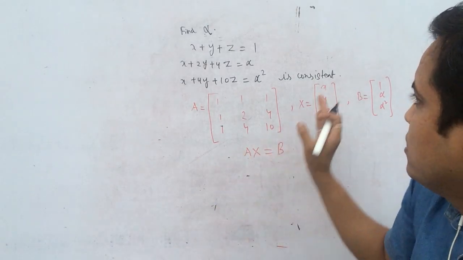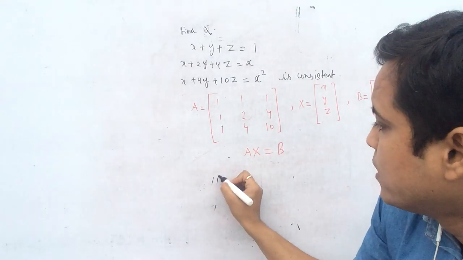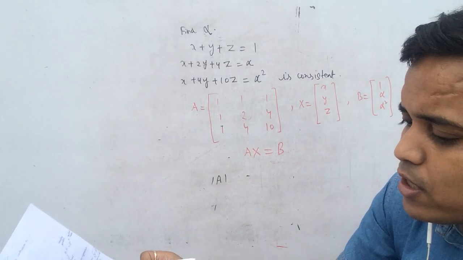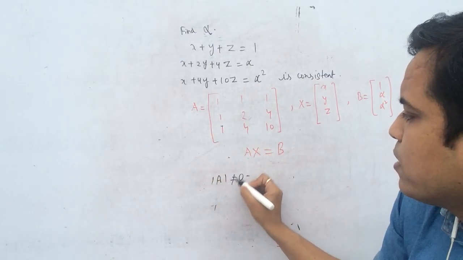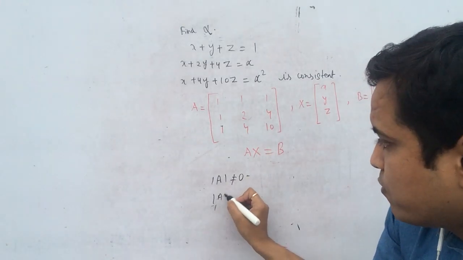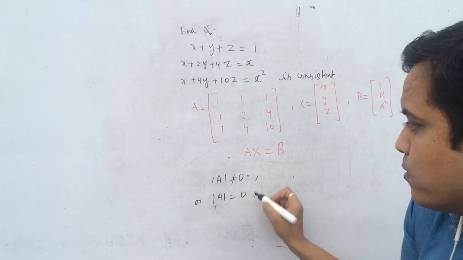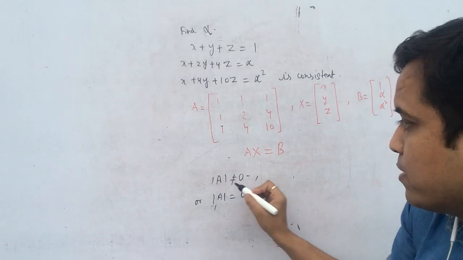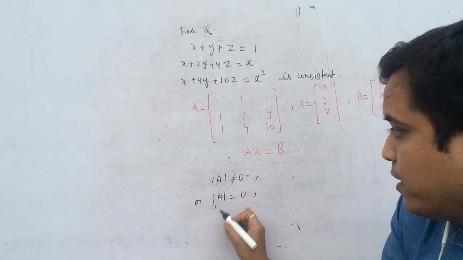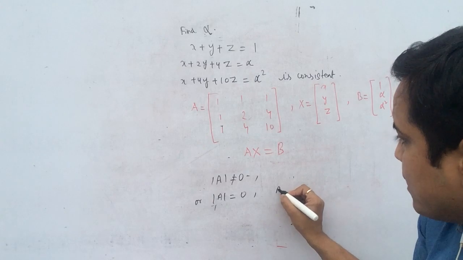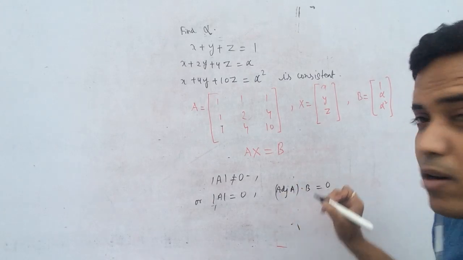We need to find whether it is consistent. So we know the property: if it is consistent, then determinant of A should not be 0, or the determinant of A equal to 0. Okay, so we have both the cases, because if determinant of A is not equal to 0, it is also consistent. If determinant of A is not equal to 0, then we have to find the value of adjoint of A into B, whether it is 0 or not.